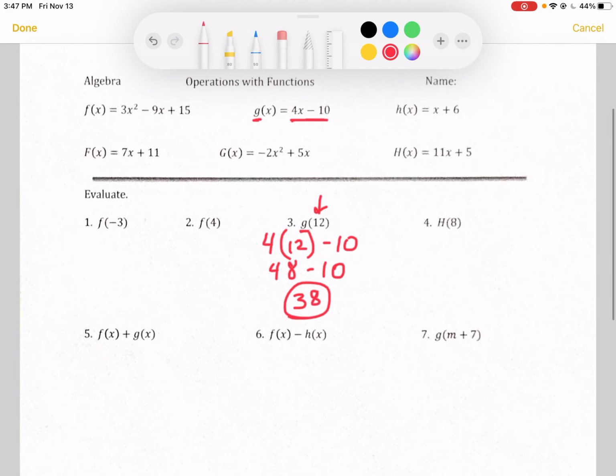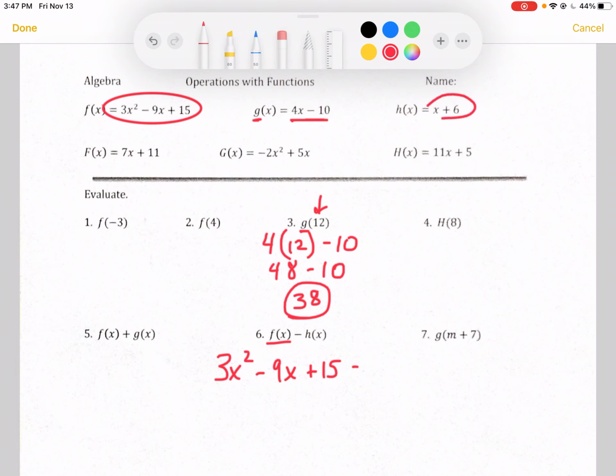So let's do 6. If I look at 6, I have f of x. Okay, so that's this piece right there. So I'm going to write 3x squared minus 9x plus 15. And then it's subtract h of x. Well, h of x is x plus 6. So I'm going to put that in parentheses because all of that is subtracted.